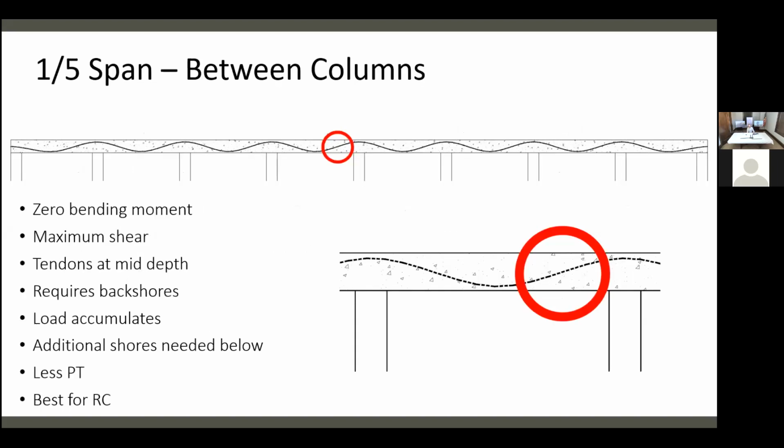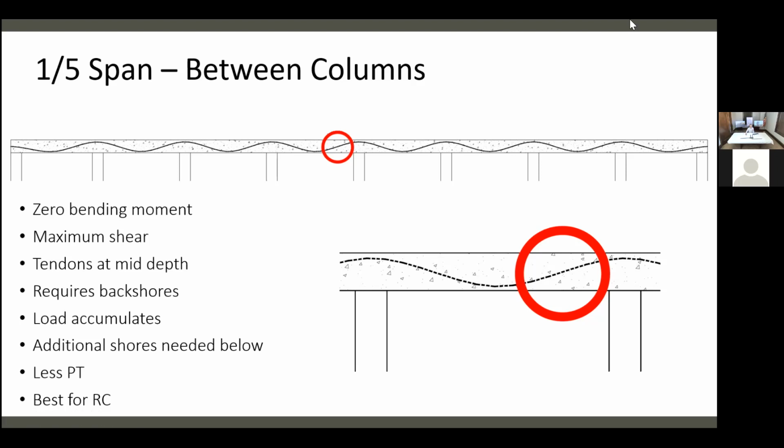So here, a fifth span between columns, inflection point right there. Engineers love this because there's not a lot going on. There's no bending going on here, but there's just shear. So it's super simple. And if this is PT, your PT is already in the middle and makes it easy. Your design's easy. And we actually think that with our system, this location is the best for economical for the whole job because this forces contractors to have backshoring on the long span.